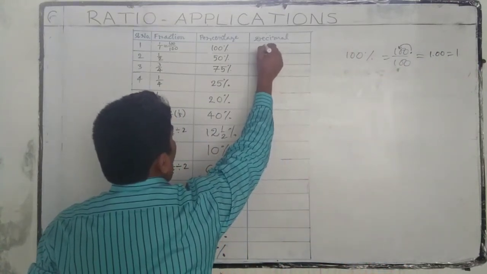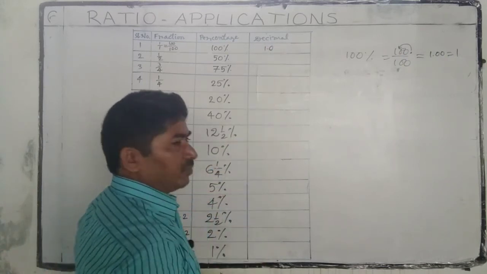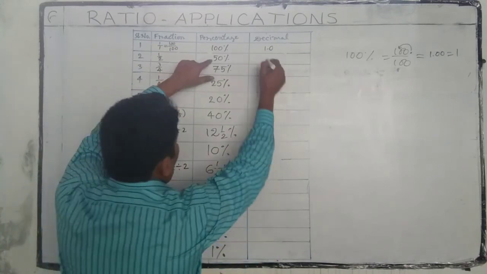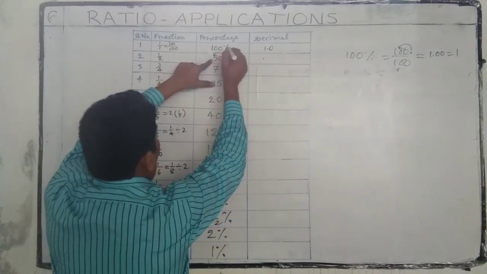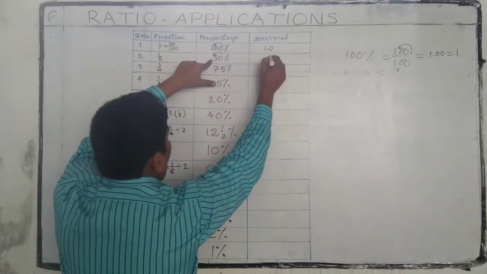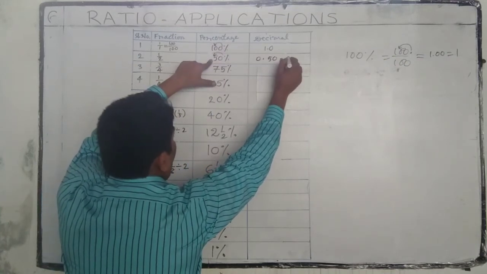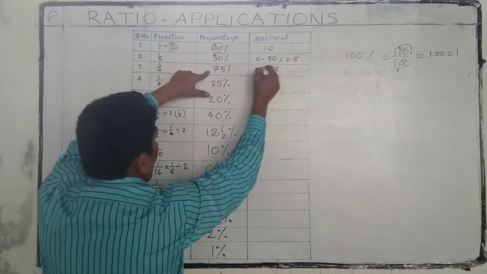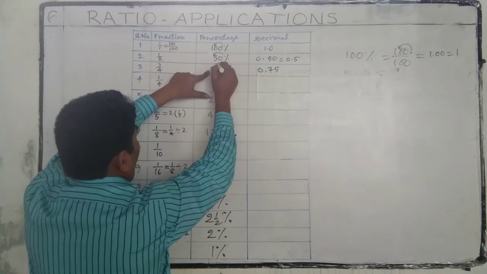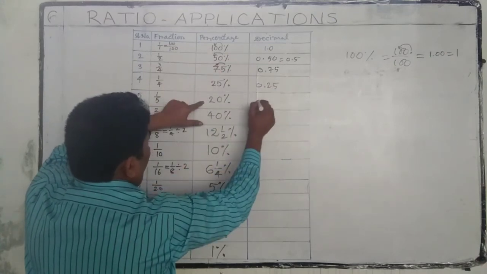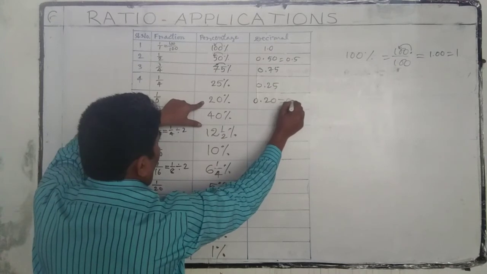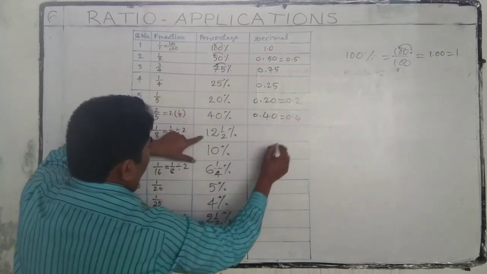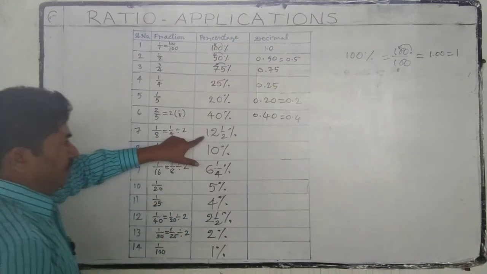So 1.0 we have to show as a decimal like that. So 50% is 0.50, that is called 0.5. 75 is 0.75, 0.25, 0.20, that is called 0.2, 0.40, that is called 0.4.